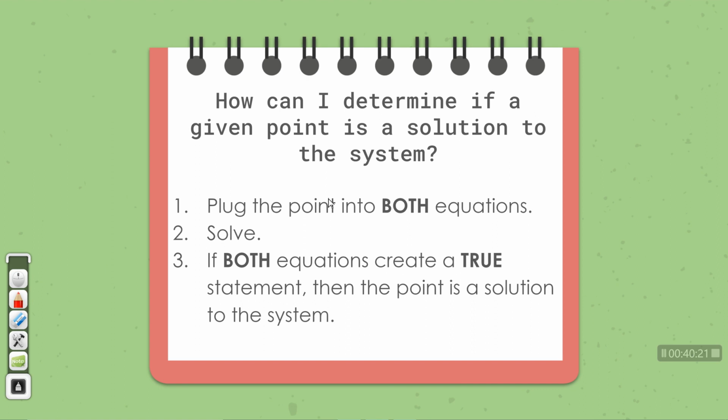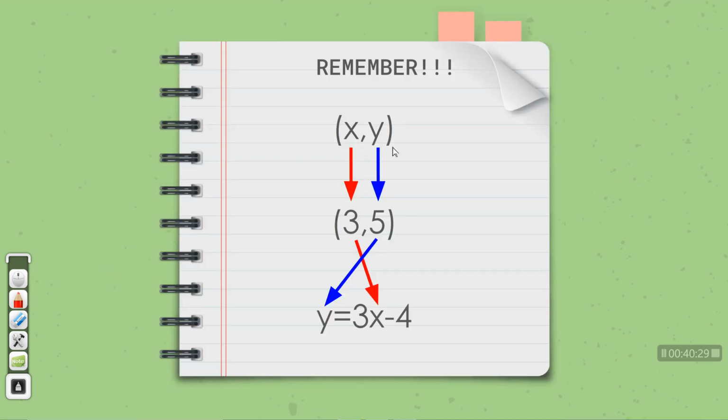How can we tell? Plug the point into both of them, solve, and see if it works for each of them. So let's try one of these. It's super easy. You just take the x and y. Remember, the first number is the x. The second number is the y. The x goes out here next to the slope. The y comes in front before the equation. All right, so you got to remember your places for that.